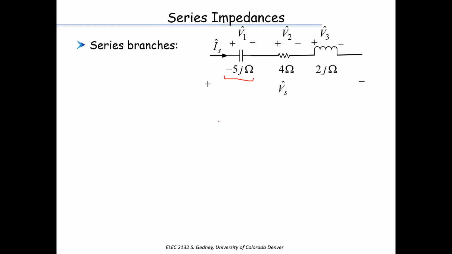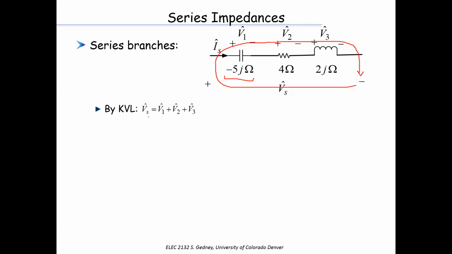If I know Vs, I can find Is. How? I can simply apply KVL first. By KVL, if I go around a closed loop, minus Vs plus V1 plus V2 plus V3 must sum to zero. Right? I did a closed loop here: minus Vs plus V1 plus V2 plus V3 equals zero.